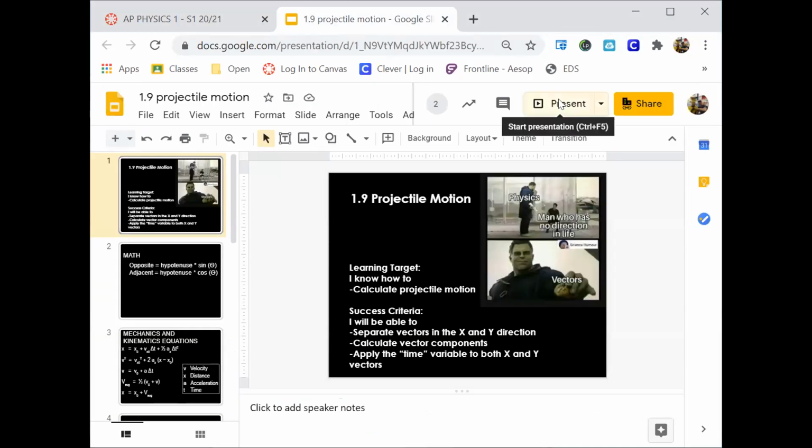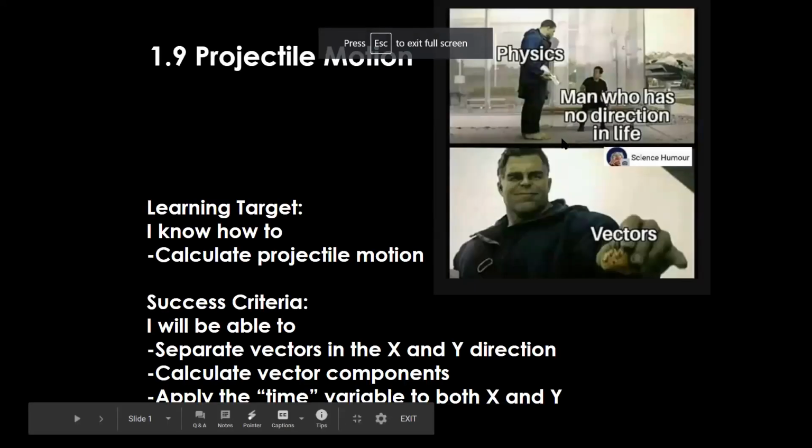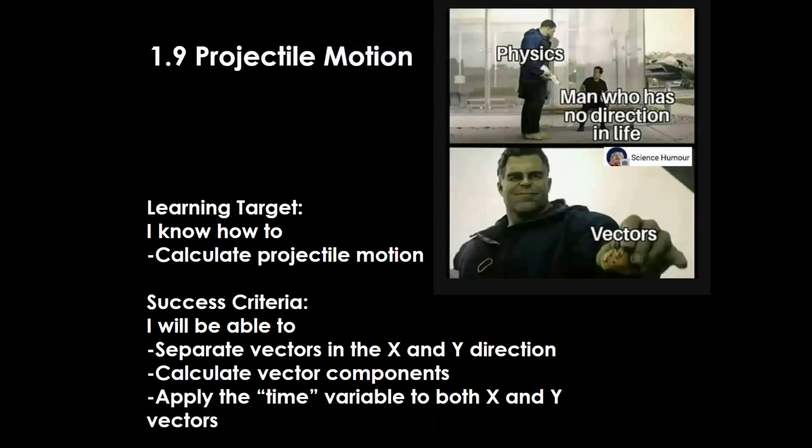So the start with is keeping track of vectors and scalars. So here we have a little physics beam. The Hulk finds a man who has no direction in his life. What does he give him? Vectors. Vectors have both magnitude and direction. So there's our little physics beam.